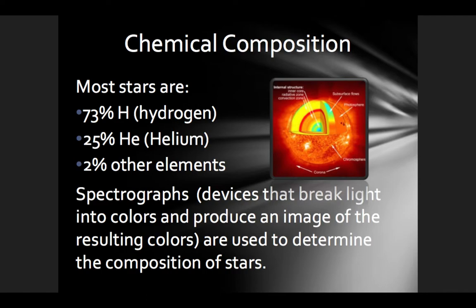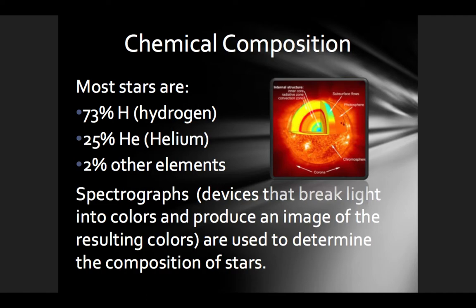So then we think about what is the composition of the star as another way of classifying it, and that's through its chemical composition. So most stars are 73% hydrogen, and the abbreviation for hydrogen is H. They're 25% helium, and its abbreviation is He. And then 2% of a star is other elements, like perhaps carbon or other gases that might be there.